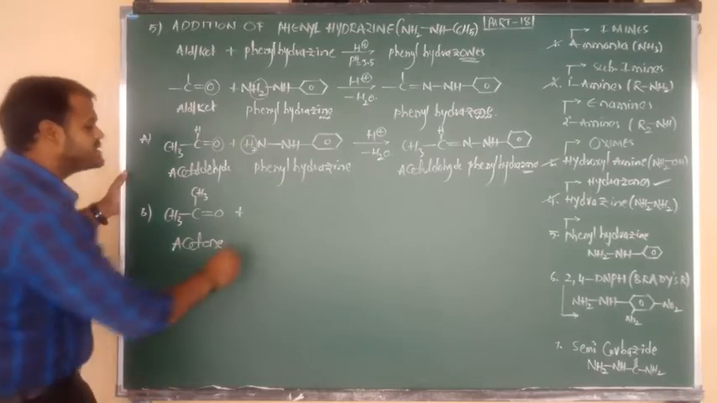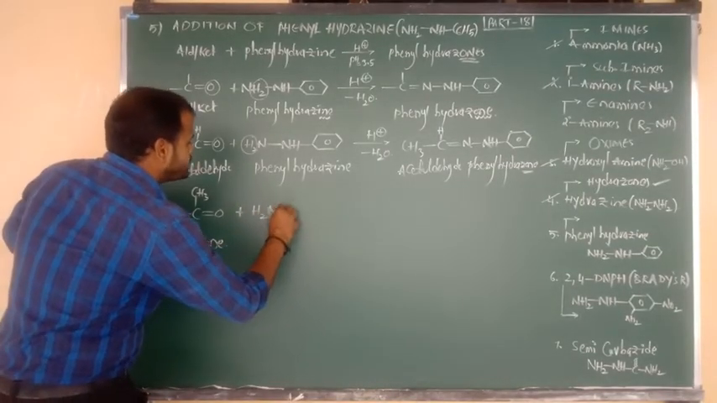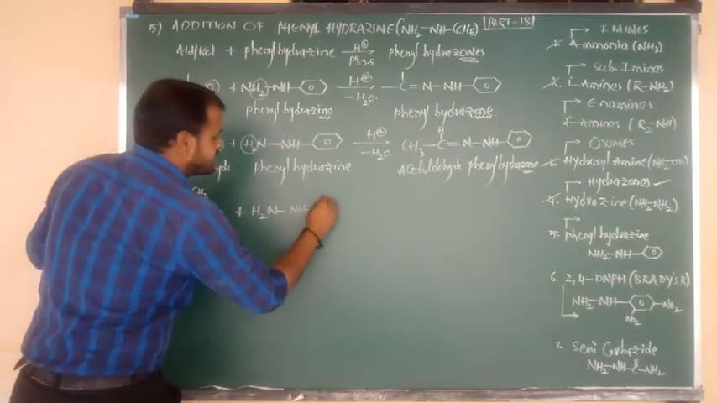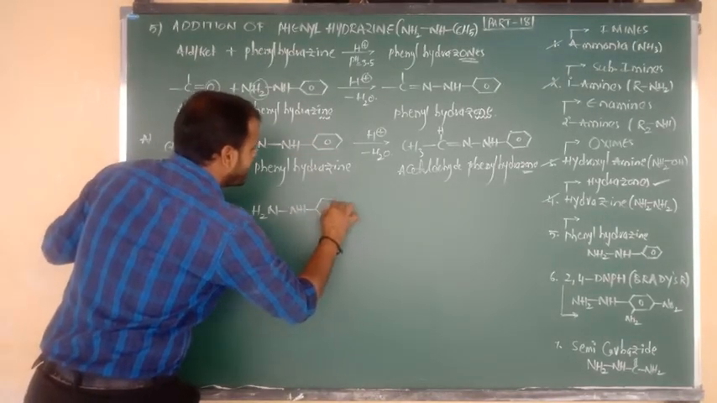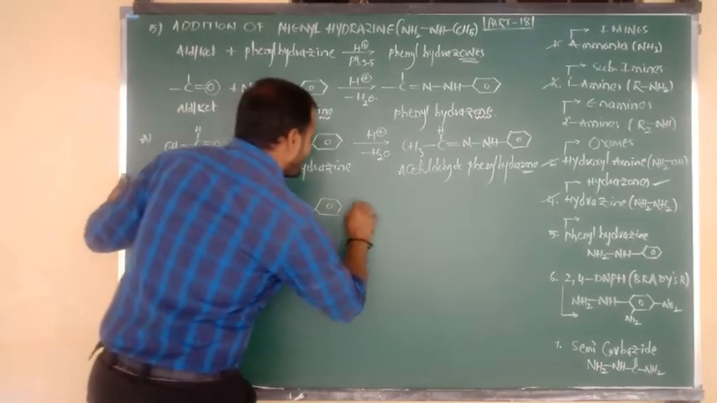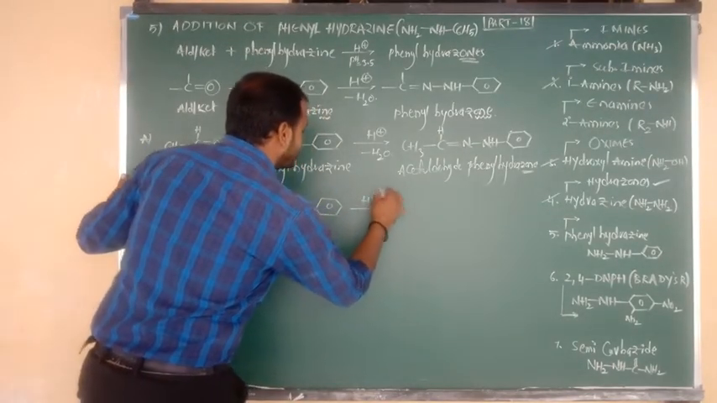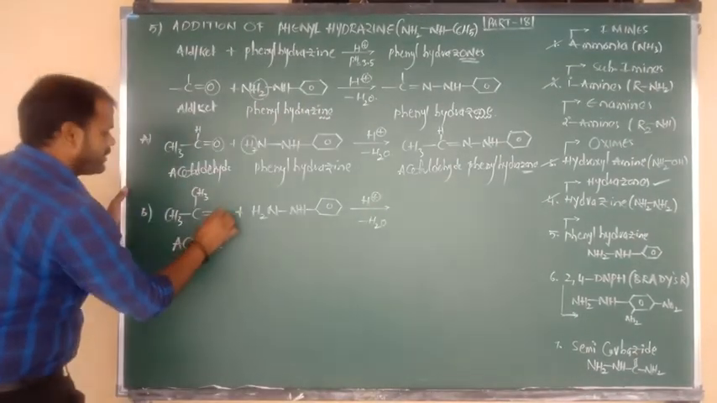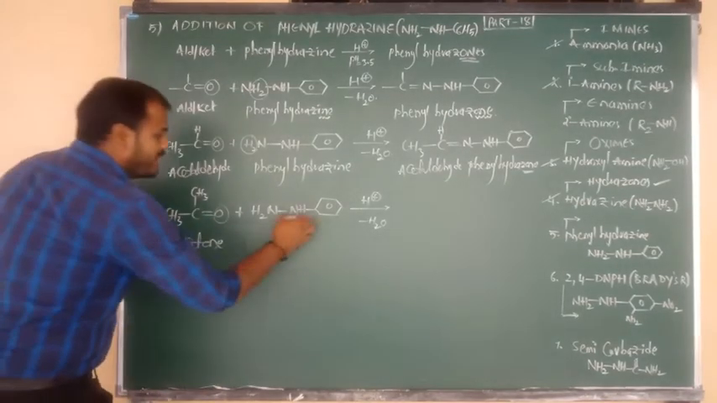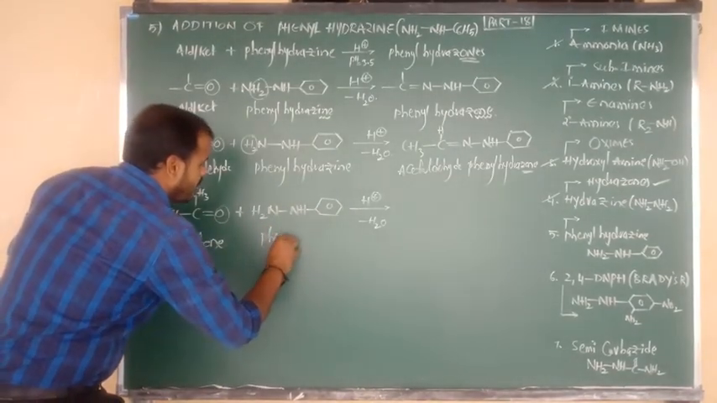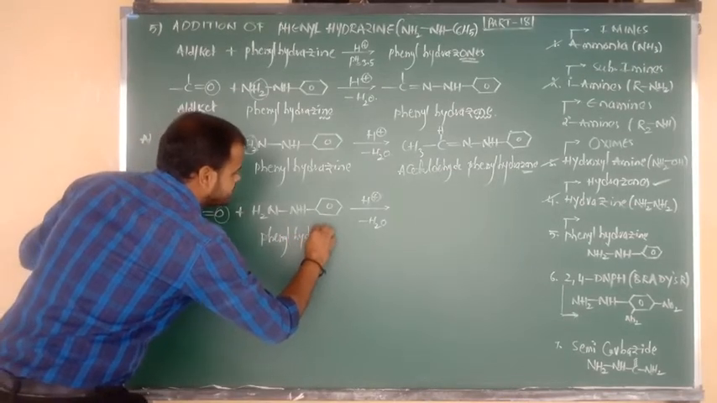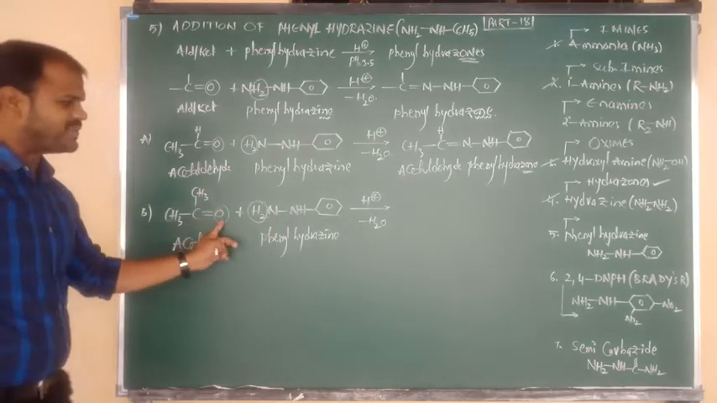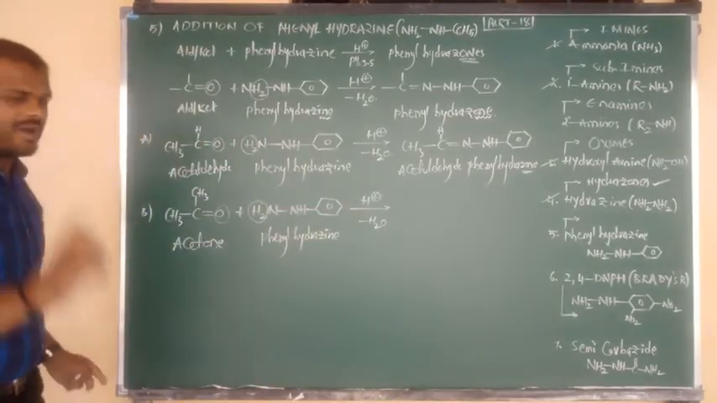So what is the formula of phenyl hydrazine? NH2 bond NH, connected to benzene ring, otherwise we can write C6H5. So addition of phenyl hydrazine takes place in acidic medium. Again elimination of what will take place? Water molecule. From ketones we have to remove the O, and from phenyl hydrazine we are going to remove the H2. So H2 combines with O and goes to be eliminated in the form of water molecule.